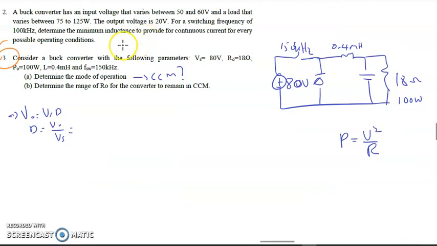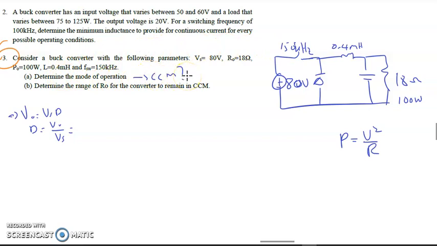So next is question 3. Consider a buck converter with the following parameters. Given source is 80 volt, resistance of load 18 ohm, output power at this value 100 watt. The inductor value is already given, switching frequency of 150 kHz. So determine the mode of operation.